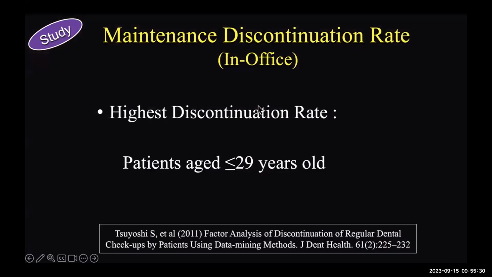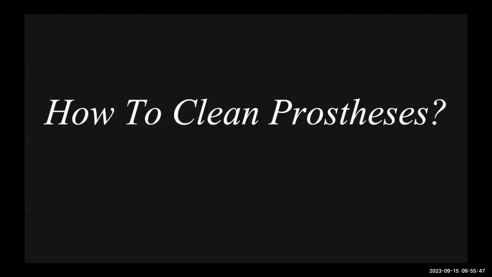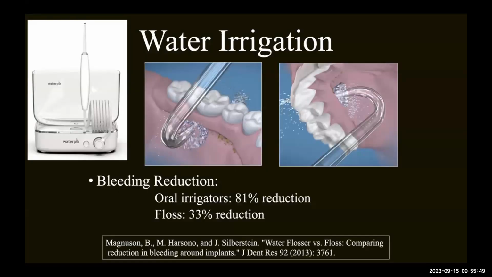Here is a study that looked at age groups. And what they found is, I don't know how they picked 29, but they found that patients 29 and younger had the highest discontinuation rate for coming in and having implant maintenance. So those are just some of the studies out there. So what is the recommendation?